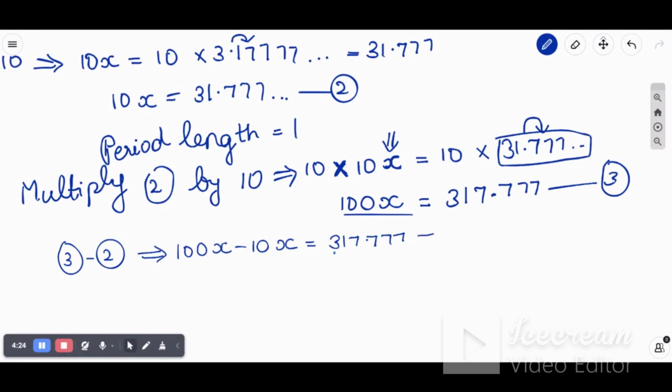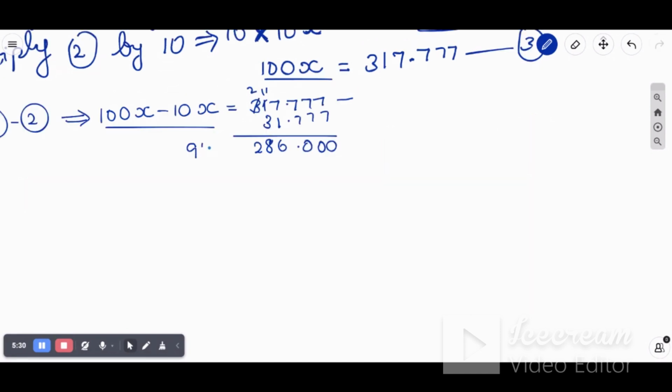317.777 minus 31.777. So if you could write this, it will be 286.0. And what is 31 minus 3? It will be, so now 31 minus 3 is nothing but your 28. You can take it to here as 11. And 11 minus 3 is 8. So whatever it is, our answer is now, what is 100x minus 10x?